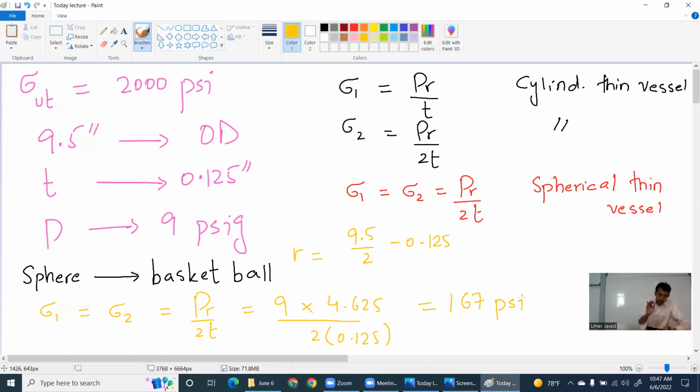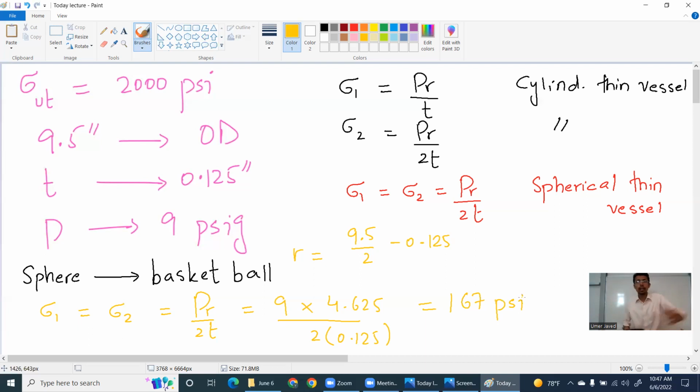Now, honestly, I'm also now struggling to realize why did I even give you ultimate stress? What was the question? And what did I end up doing? Anyways, we have ended up finding the stresses inside this. Apparently, it will not burst. That's fine, because the ultimate stress that is given to us is 2000 pounds per square inch.